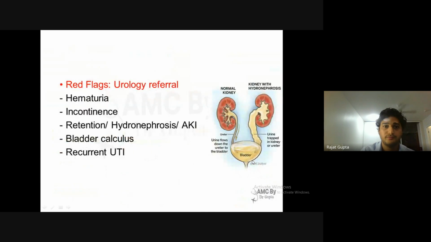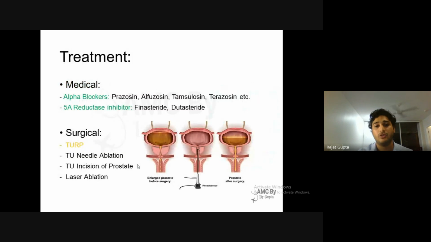We all know, what are the red flags in BPH? In prostatic enlargement, when we refer for urology: if there is hematuria, incontinence, retention (if there is retention, there's going to be hydronephrosis and then acute kidney injury), bladder calculus or recurrent UTI. So these are the red flags, and we have to refer these patients to urology.